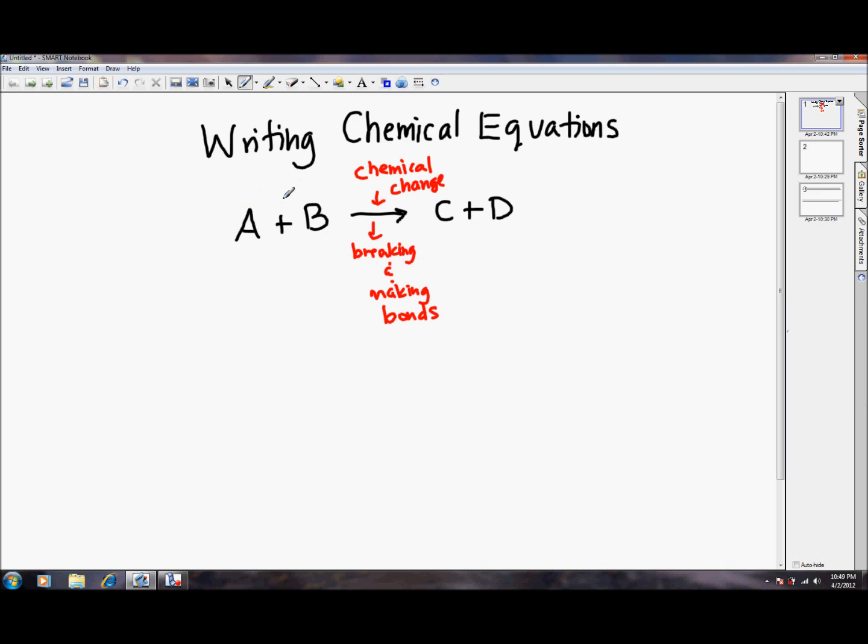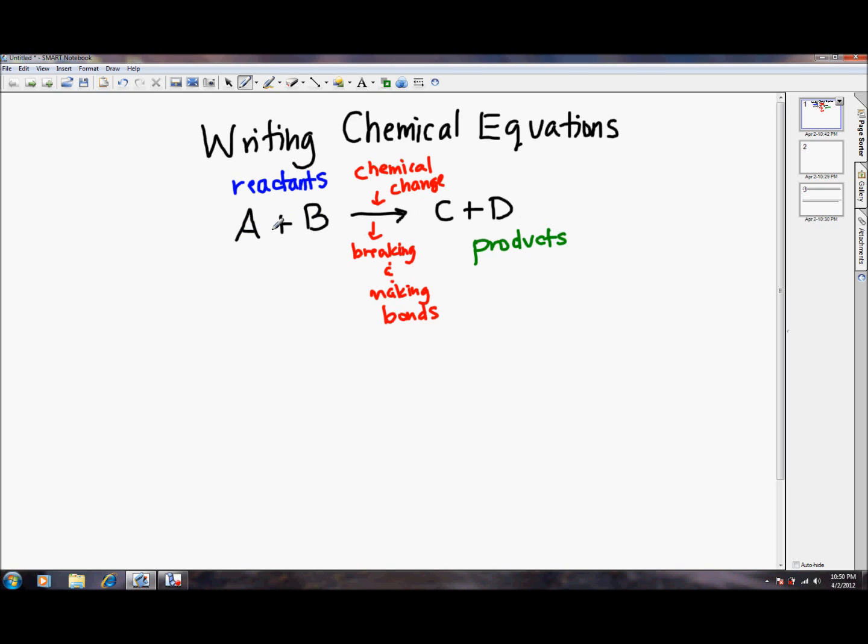These substances here, to the left of the arrow, are called the reactants. These are substances that are combined together, come into contact with each other, or simply the ones that are present before the chemical change occurs. To the right side of the arrow, C and D represent chemical formulas of what are called products. These are the new substances that are created as a result of the chemical change.